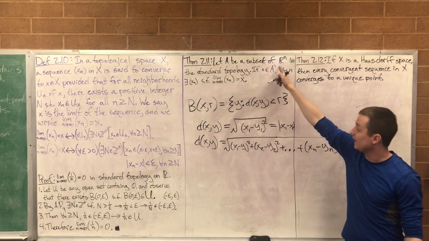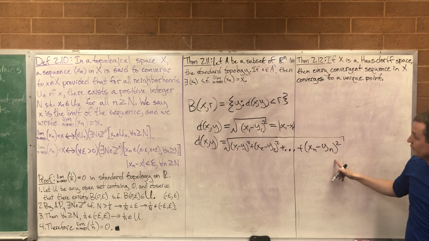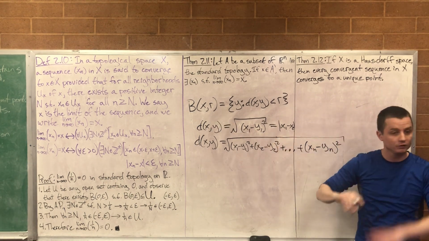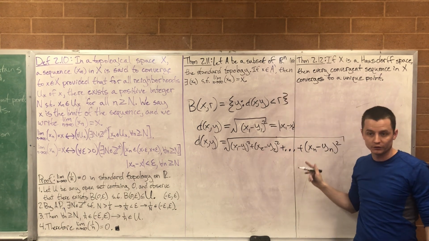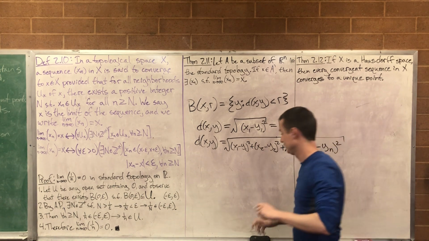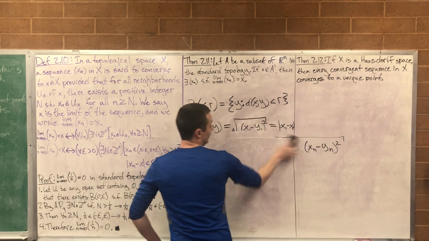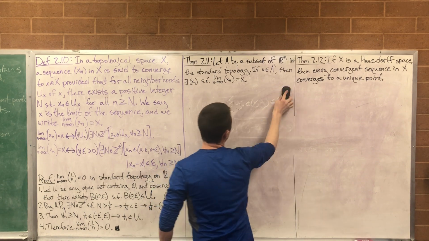So depending on what n is, it determines what distance function we're talking about. Once our distance function is determined, how we define our balls is always the same. So n just determines which distance function we use. Make sense? Okay. We already saw that. And back to our proof.